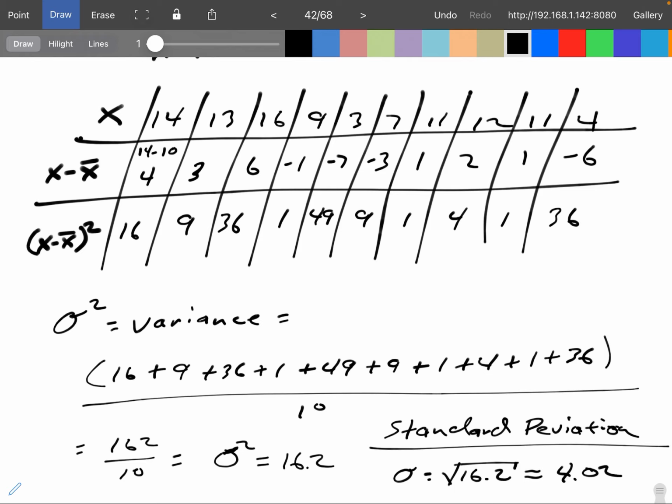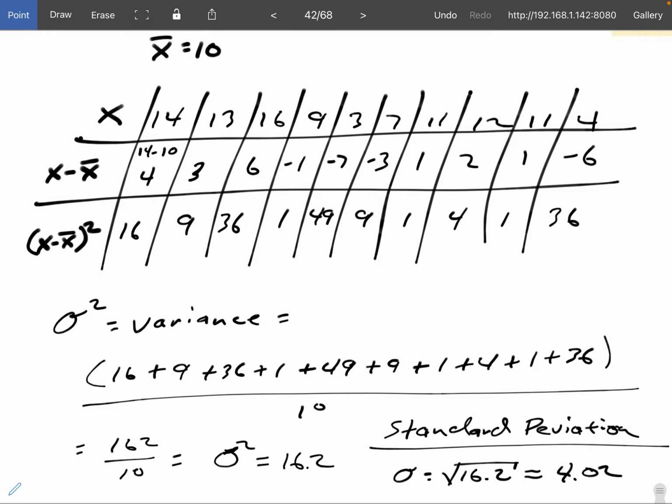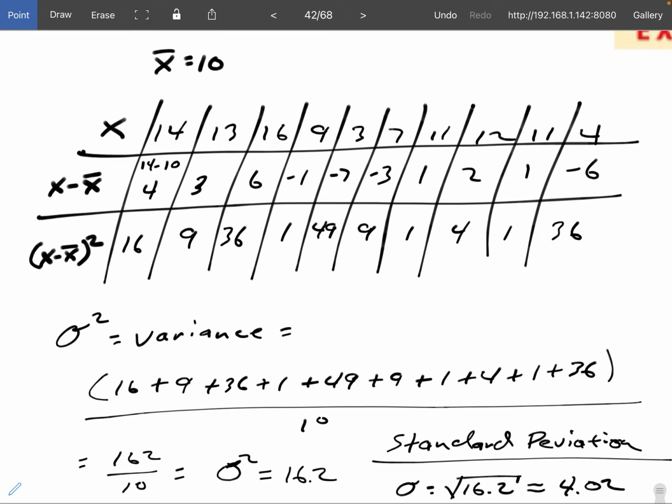A quick discussion of what the standard deviation is. Again, it's a measure of how spread out your data is. So for example, when I give a test in this class, pretend that these scores up here at the top were quiz scores. Well, the average was 10, right? We got that up here. So the average is 10.